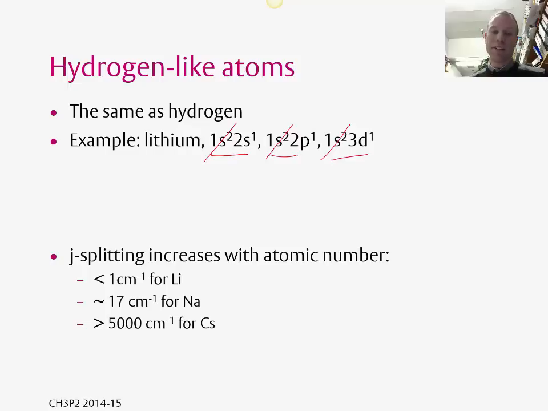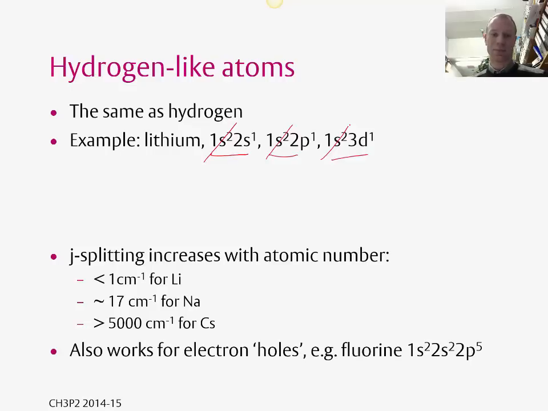So we end up with various terms, and you remember I mentioned the splitting was small for hydrogen between various states. This gets larger when you increase the atomic number. It's about 0.3 wave numbers for hydrogen, getting on for a wave number for lithium, 17 wave numbers for sodium, and then 5,000 wave numbers for cesium. But they're very simple to treat in order to get the states.